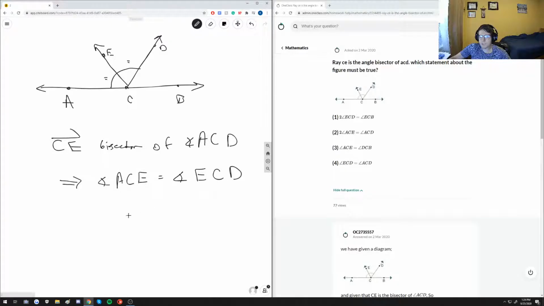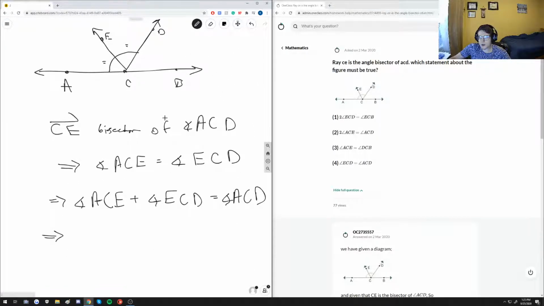Okay? Another thing that we could say is that both of these angles sum up to angle ACD, right? Because they've been bisected, now they're two parts of a whole. But we could say that when we add them together, we get the whole back. So we could say angle ACE plus angle ECD is equal to angle ACD.